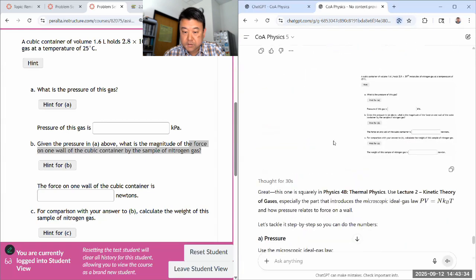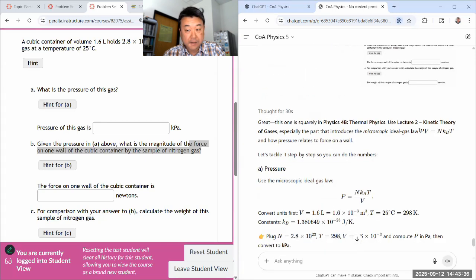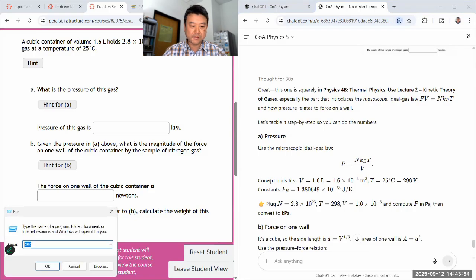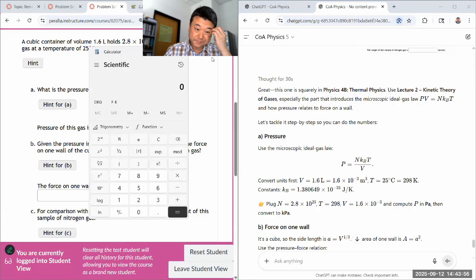Yeah, so that's the question that I pasted in. It's using the correct form because it knows that from the lecture notes. Microscopic ideal gas law, yeah. I guess part A is simple enough that there are smaller steps for it to break it down into.